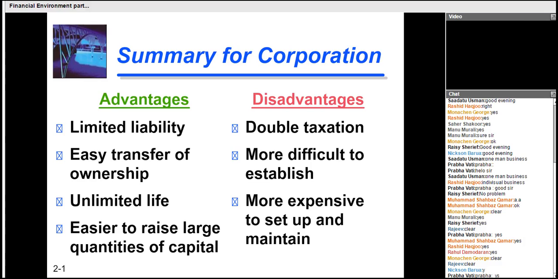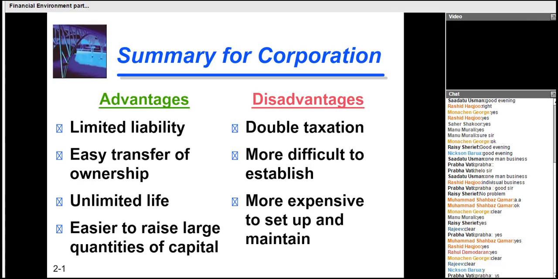Unlimited life means those companies keep working, like GEC, General Electric Company. It is the company of Edison, who invented the bulb, but it's still one of the biggest electrical companies in the world. Edison died long before, so it has unlimited life. People will keep buying the shares and keep getting the profits or losses, and the company will keep working. For a proprietorship, if the owner dies, the business may die as well. Clear?